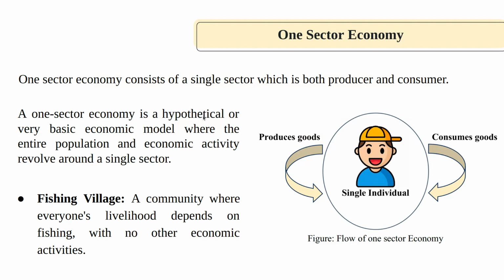One sector economy consists of a single sector which is both producer and consumer. In short, this is a hypothetical model where a single sector handles both production and consumption. Imagine a small fishing village, as we can see in the example here, where everything revolves around fishing. That's a one sector economy.